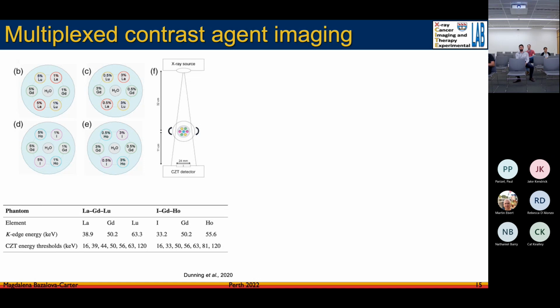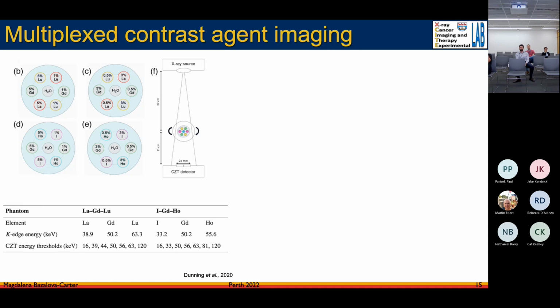Okay, so we basically started with looking at contrast agent imaging. As I mentioned, for K-edge imaging, as long as you set the thresholds in the right places, you actually should be able to image multiple contrast agents. Again, whether or not this is useful clinically, maybe this will be shown in the years to come, but from a physics point of view, we can do it.